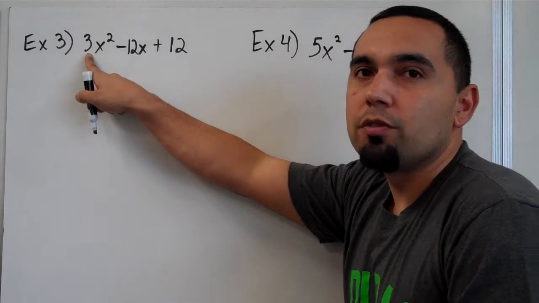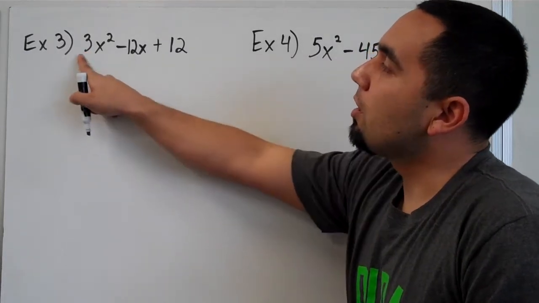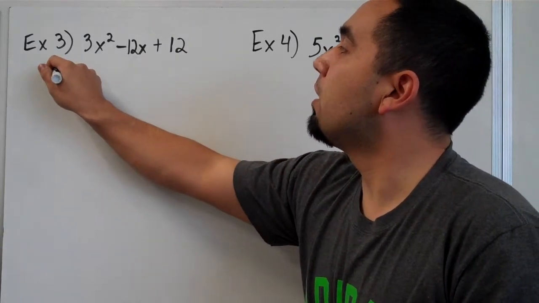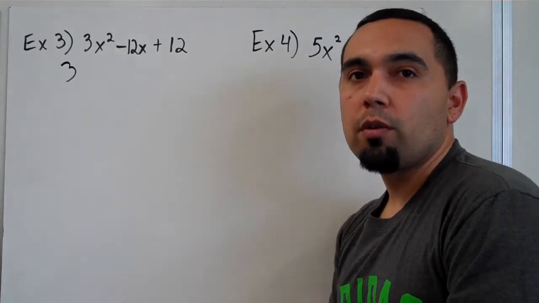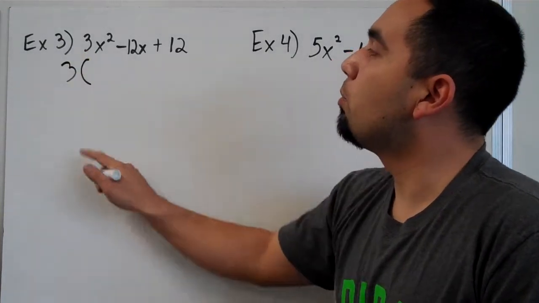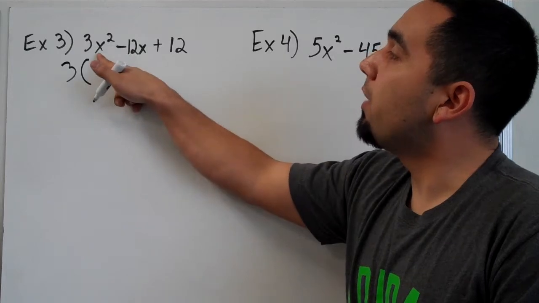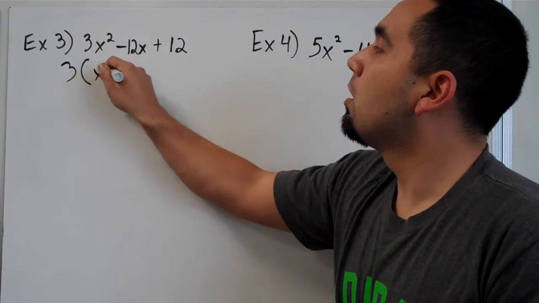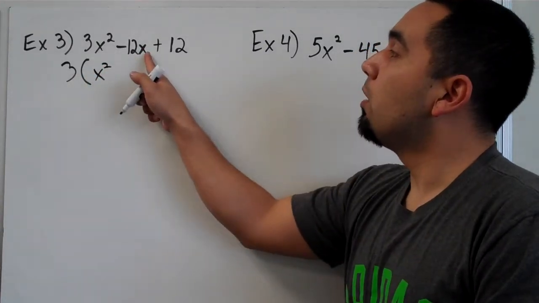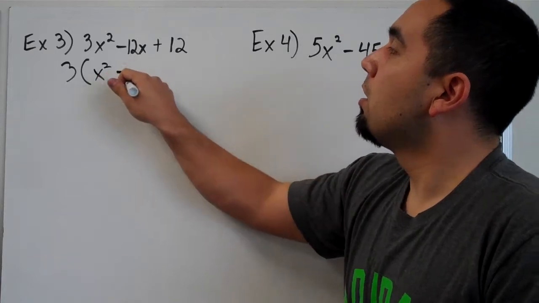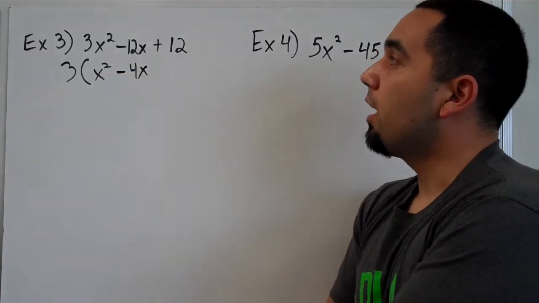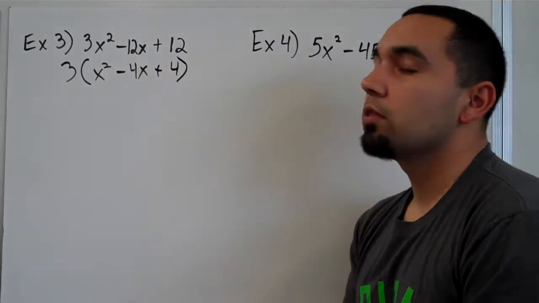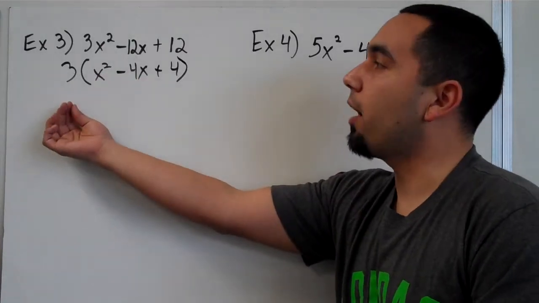So that's exactly what I'm going to do first: look at these numbers. I see 3, I see 12, and I see 12. I know that all of these divide by 3, right? If I divide by 3, or pull it out as a factor, I'm dividing all of these numbers by 3. So 3x squared divided by 3 is x squared. Negative 12x divided by 3 is negative 4x. And positive 12 divided by 3 is positive 4. So what I've done is pull out a common factor.